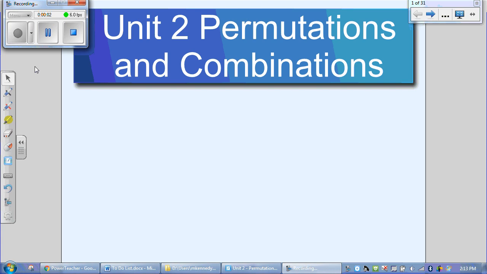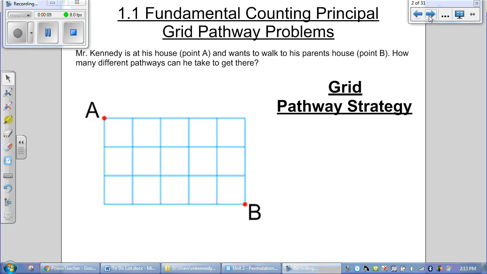Permutations, combinations. You're going to constantly hear me call it perms and comps. It's lazy. So it's important that you know perms and comps mean the same thing, permutations and combinations. Before we start into permutations and combinations, we start off with pathways and the fundamental counting principle, which is today.